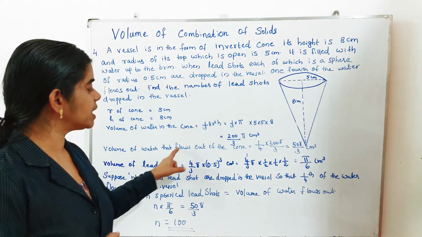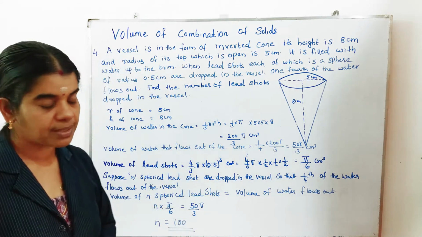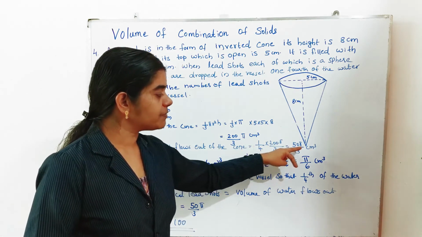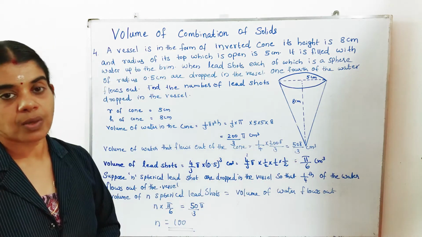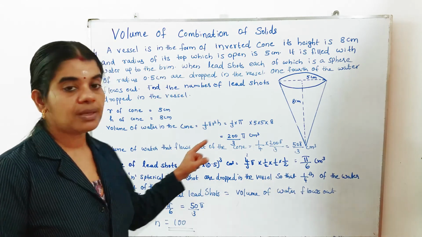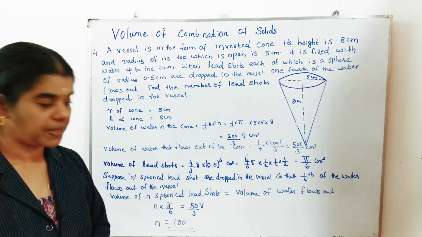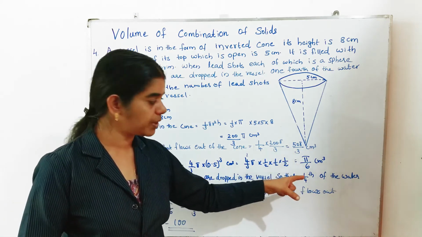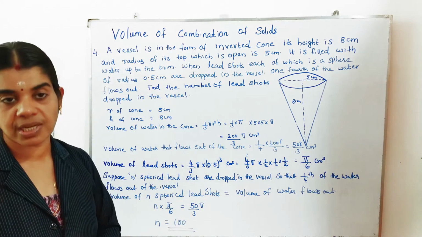Next, volume of water that flows out of the cone. 1/4 of the total volume it flows out. Then 1/4 into 200 by 3 pi, you will get 50 pi by 3 centimeter cube water flows out of the cone. Then next we will find out the volume of lead shots. Sphere it is. So 4/3 pi r cube will be the volume of the sphere. Then 4/3 into 0.5 we can write 1/2 into 1/2 into 1/2. You got pi by 6 centimeter cube will be the volume of each lead shot.